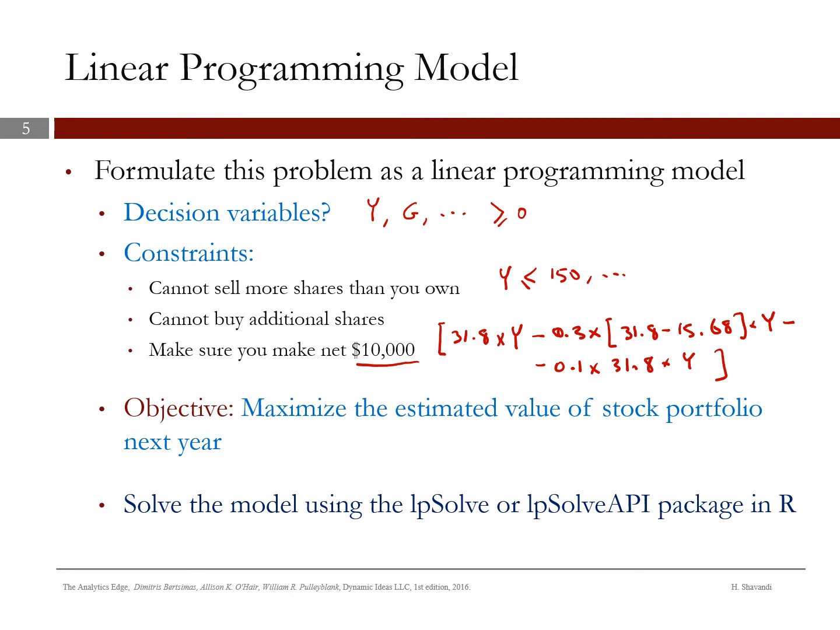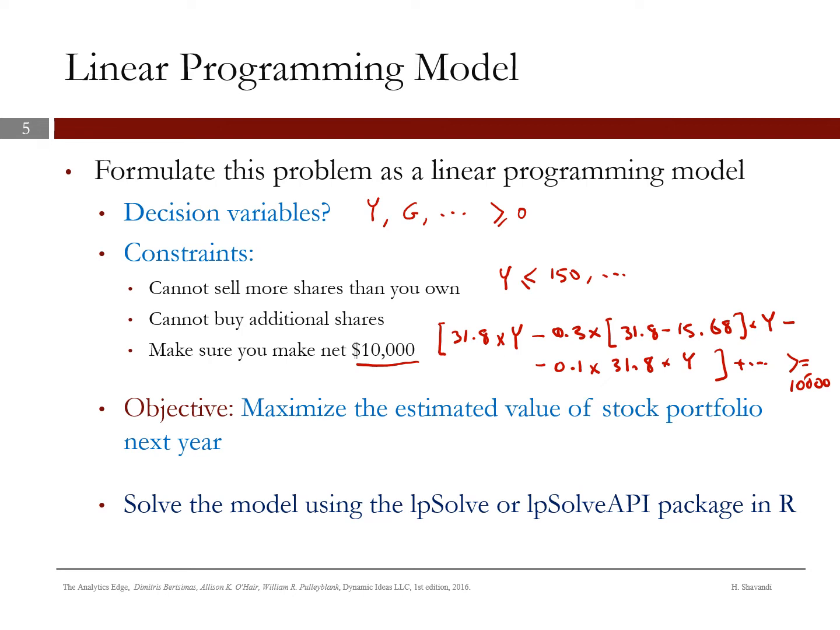So we will have the same for other stocks, and then the sum over all these net incomes should be greater than or equal to $10,000. Okay, so this is how we can formulate this constraint here.